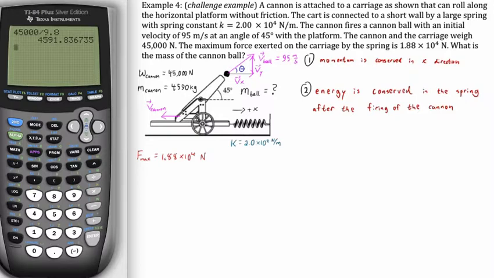Okay. Step two of the problem is to use energy conservation, or to note that energy is conserved in the spring after the firing of the cannon. Okay, so those are our two bits of conservation: momentum and energy.